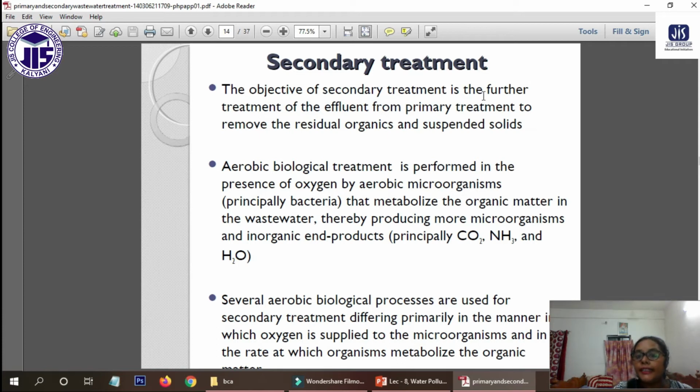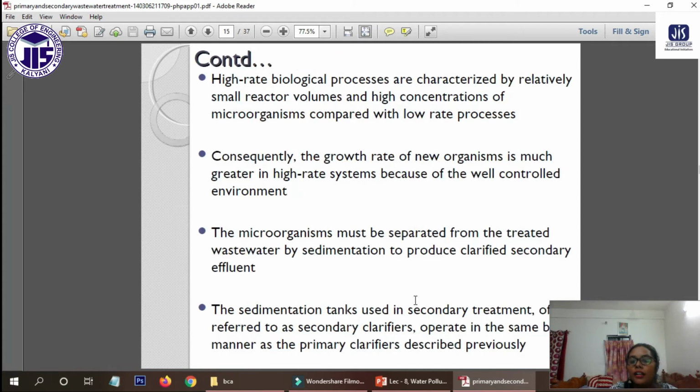The objective of secondary treatment is a further treatment of the effluent from primary treatment to remove the residual organic and suspended solids. Aerobic biological treatment is performed in the presence of oxygen by aerobic microorganisms, and obviously here we have to use the microorganisms, because in the BOD reaction, all of you know that microorganisms are acting as a catalyst. Several aerobic biological processes are used for the secondary treatment, differing primarily in the manner in which oxygen is supplied to the microorganisms.